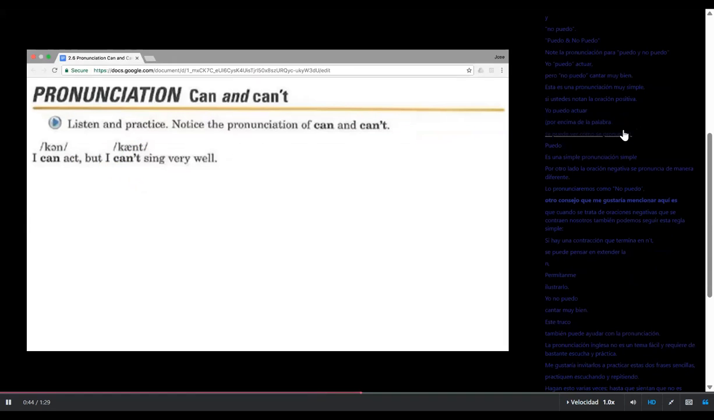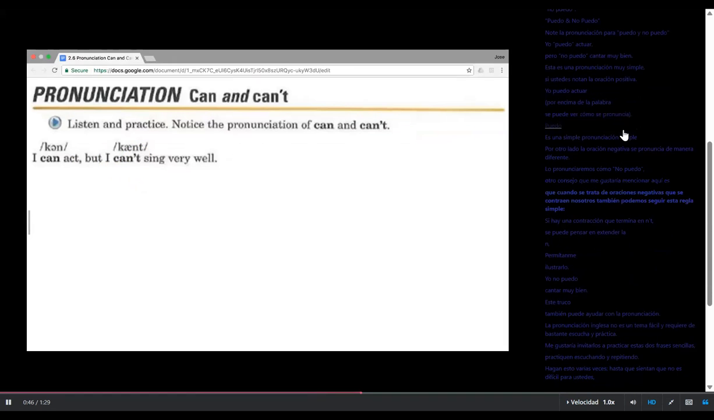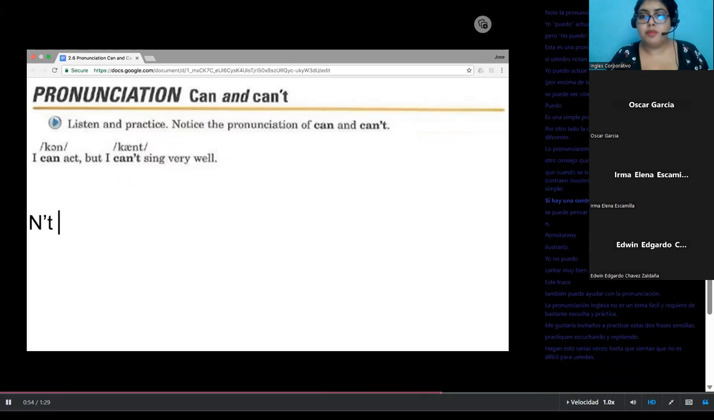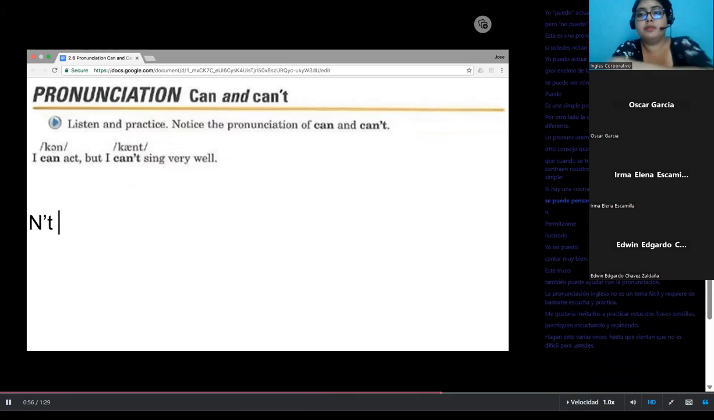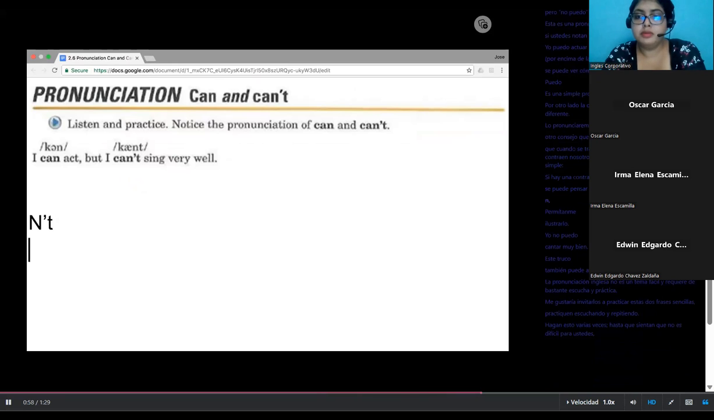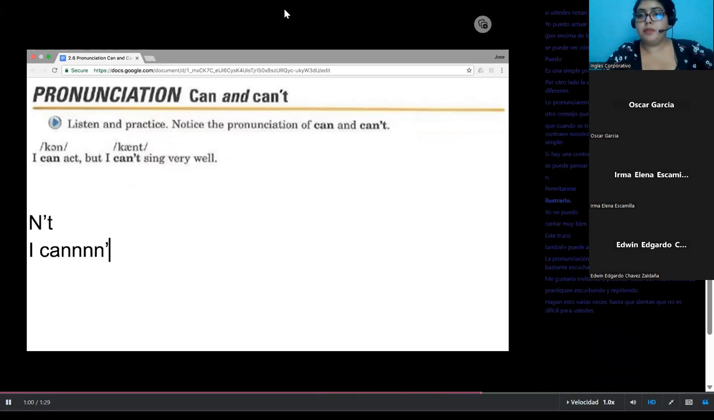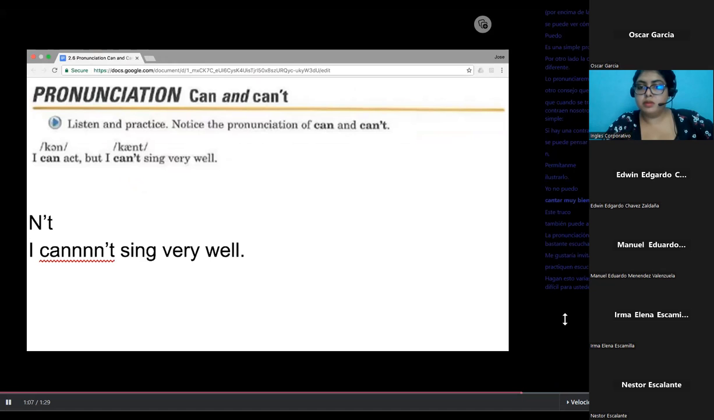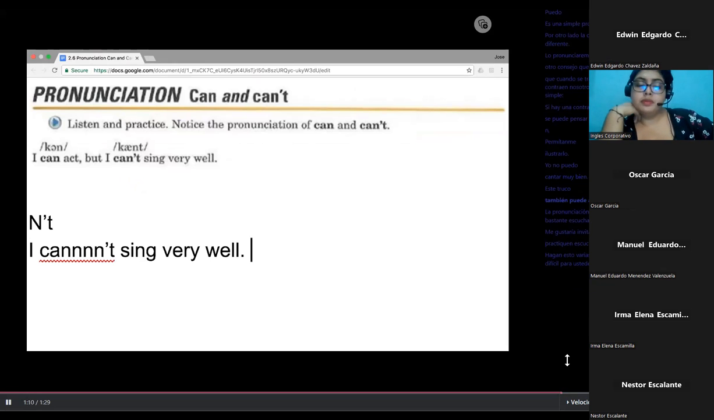Another tip that I would like to mention here is, when it comes to negative statements which are contracted, we can also follow the simple rule. If there's a contraction which ends in nt, you can think of extending that n. Let me illustrate that. I can't sing very well. This trick can also help with pronunciation.